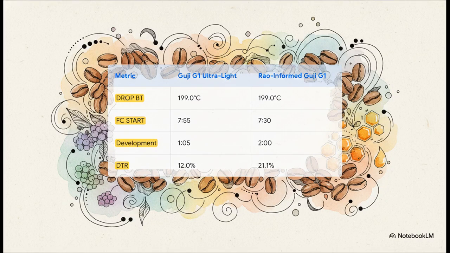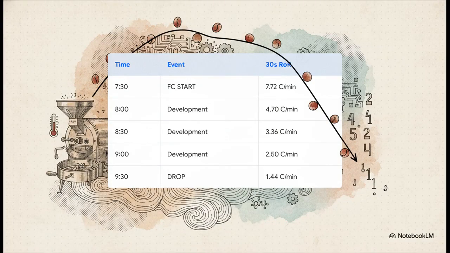Compare our first ultralight profile to the new Rao-informed one. Okay, notice something really interesting. The drop temperature is exactly the same, still 199. We're still protecting those delicate flavors. But we hit first crack earlier, and look at the development time. We've almost doubled it, pushing it out to 2 minutes. The idea here is to run a very specific experiment. Can we develop more sweetness and body without losing that brightness we wanted in the first place? It's a calculated risk.